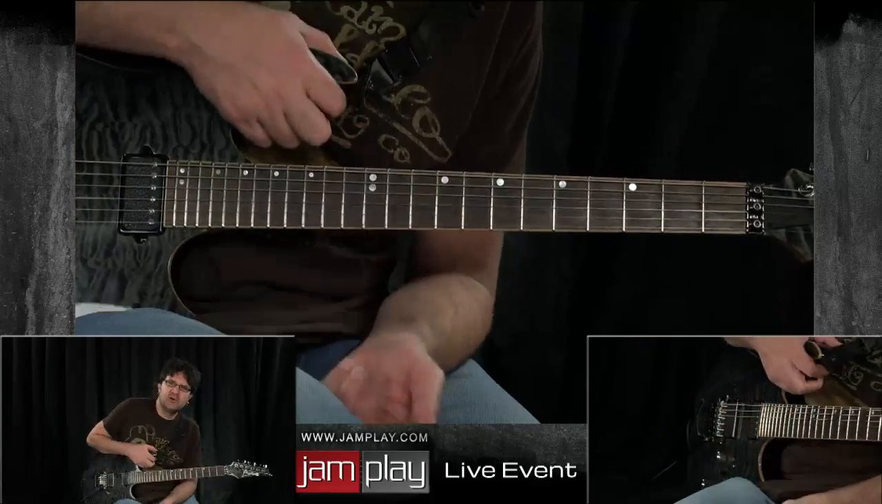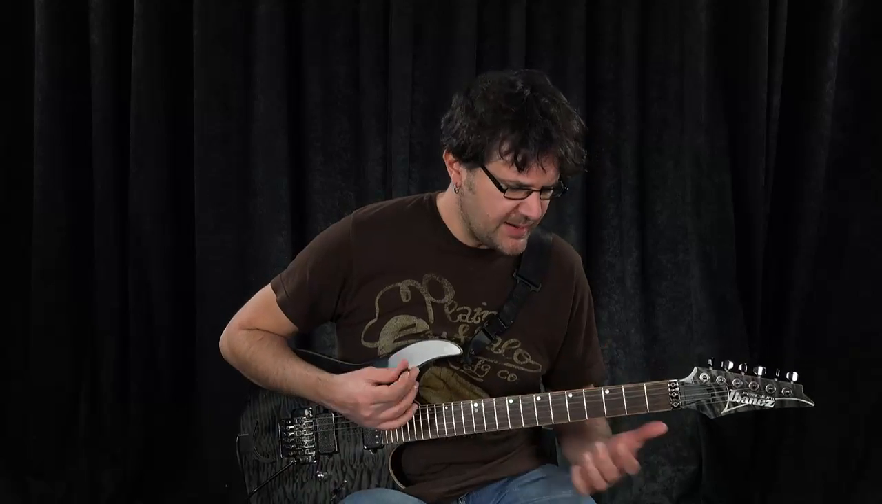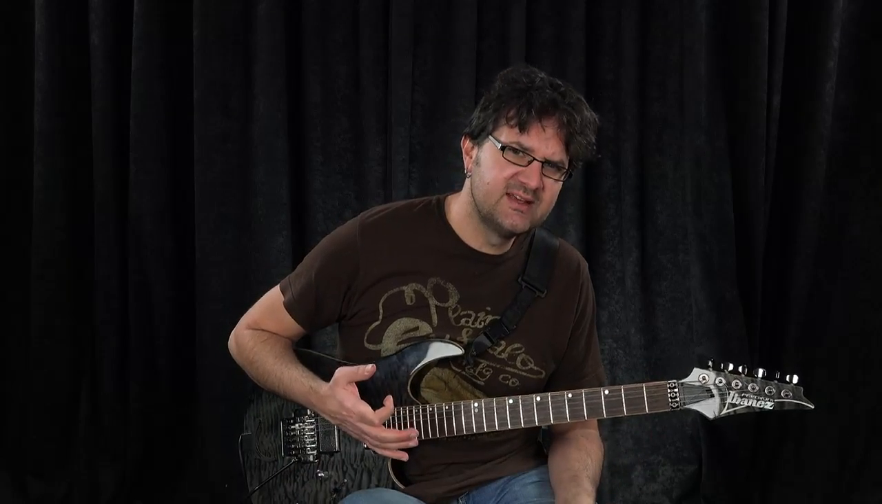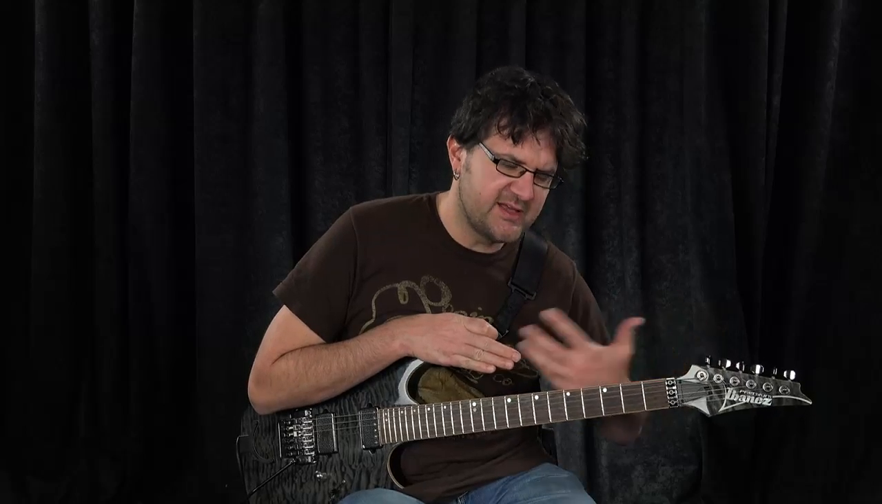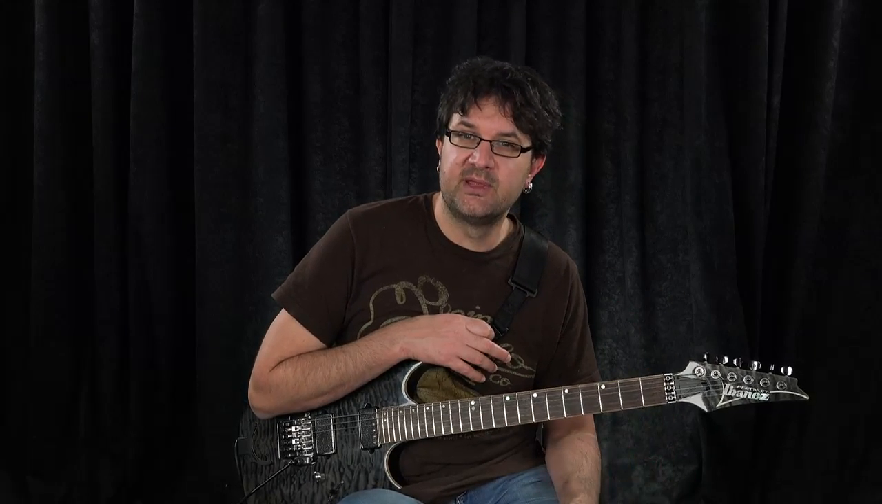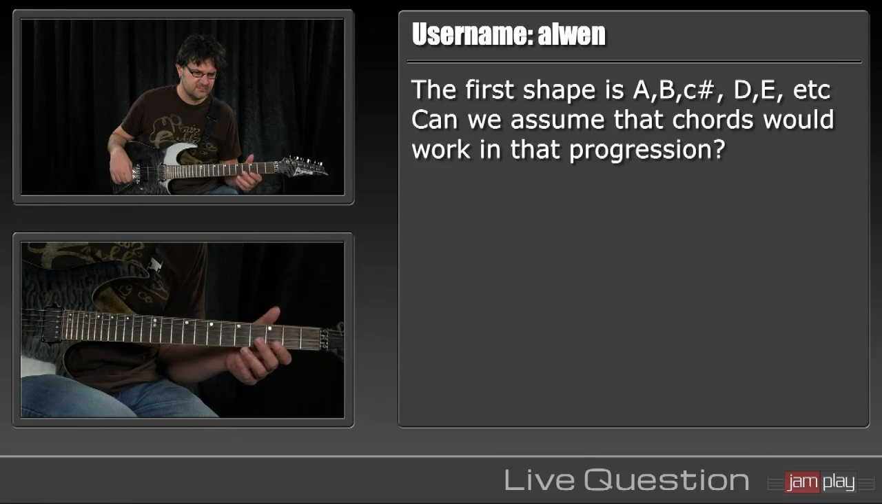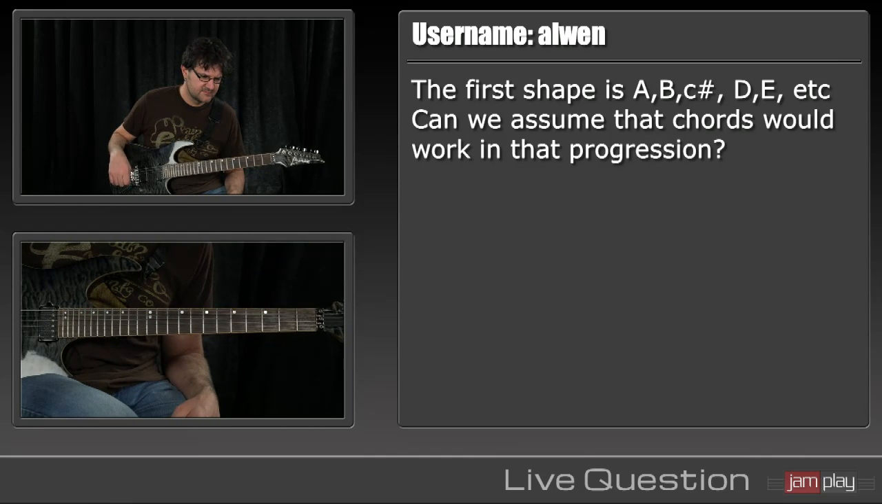And as you go, once you memorize those shapes, you can expand a little bit and try to find an alternative to that interval that is not embedded but somewhere else. It'll be useful. Okay. The first shape is A, B, C sharp, D, E, etc.